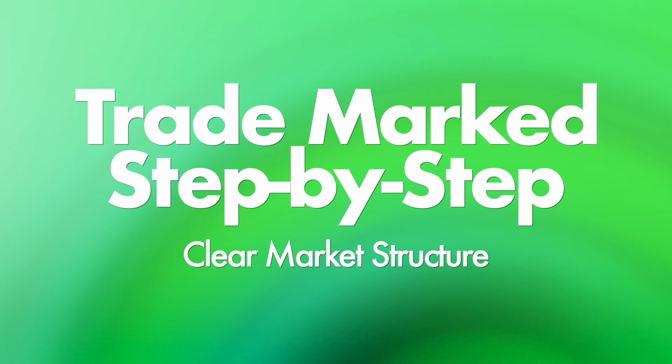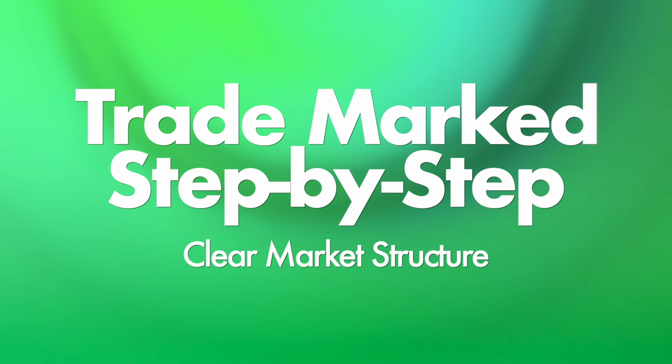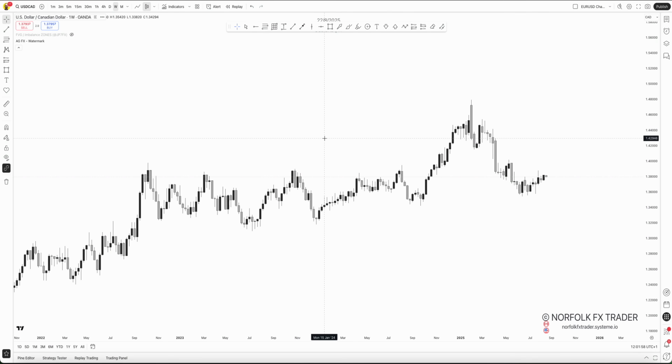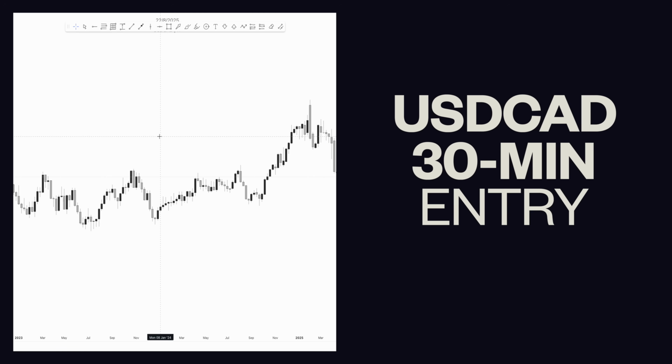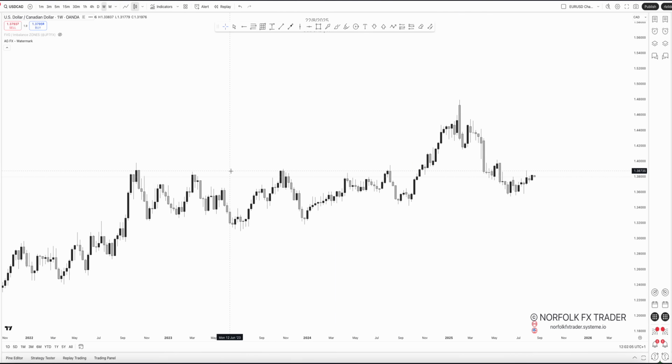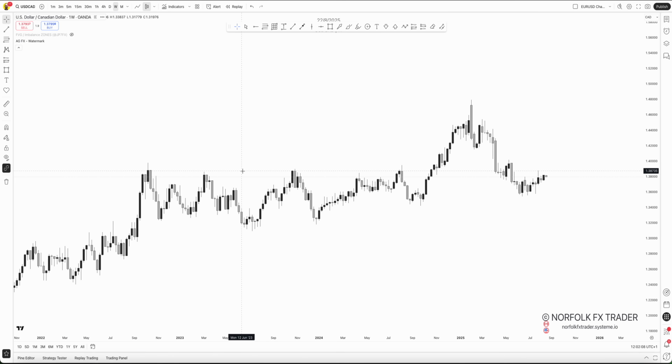I'm going to walk you through exactly how I mark this trade with structure step by step. Watch carefully, you'll see how clean and simple this process really is. We're going to look at the US dollar CAD. I'm going to show you a trade that I caught on a 30-minute time frame. I'm going to work this down from a weekly time frame all the way down to a 30-minute entry.